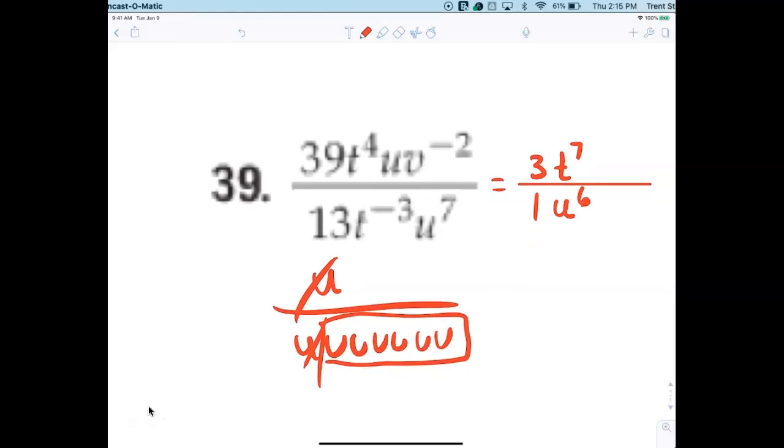All right. The next one is a v. So what would it be? It goes to the bottom. Yes. So it would be, to the negative 2 is at the bottom. So what would it be on the bottom? Positive 2. Yes. V squared.